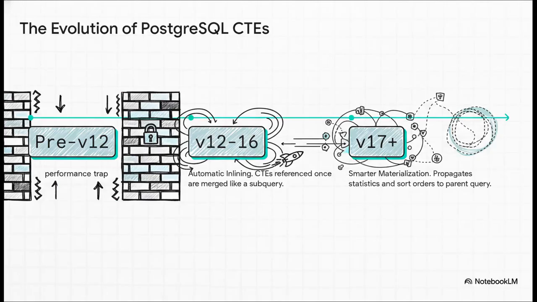Let's just take a look at the journey PostgreSQL has been on. Before version 12, as you can see, CTEs were kind of a performance trap. They were always materialized, which basically acted like a fence, stopping the optimizer from doing smart things like pushing filters down into the query. Then version 12 comes along and introduces automatic inlining. Total game changer. And now with version 17, it's getting even smarter. It's just a fantastic story of evolution.